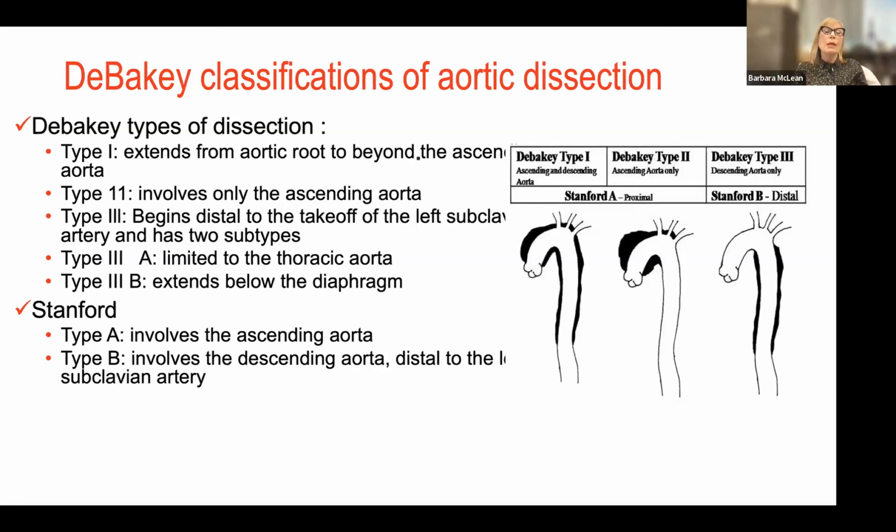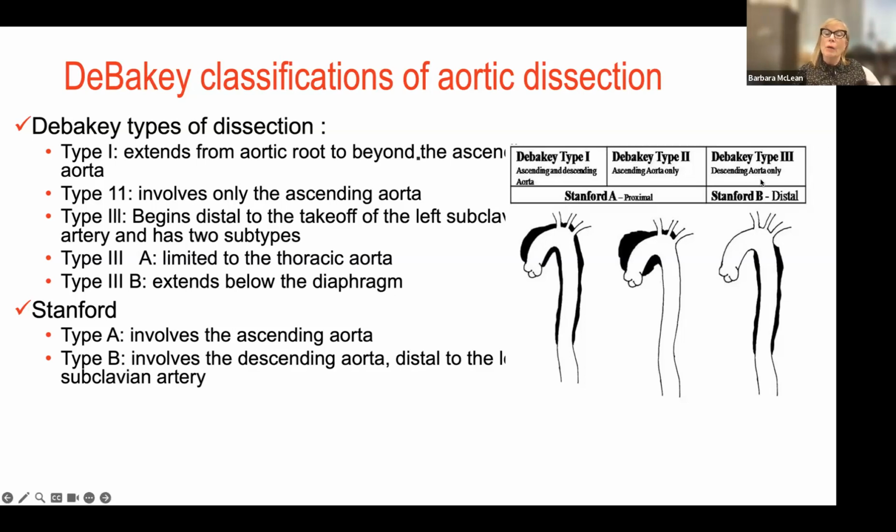Now, we qualify these by using a terminology. One is named for Dr. DeBakey, the other is named for Stanford Medical Center. So Dr. DeBakey said there's really basically 3 types of dissection. Ascending that has progressed to descending, so both ascending aorta and descending aorta, ascending only, or descending only. And remember, anything that's involving the ascending aorta is always going to be surgically emergent.